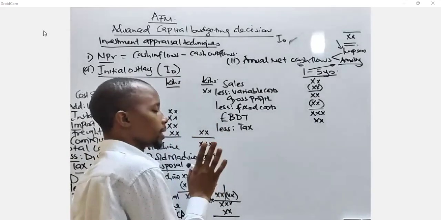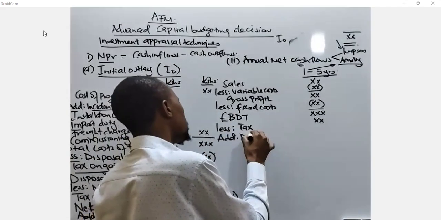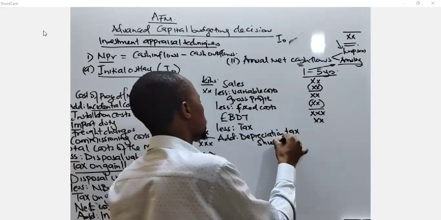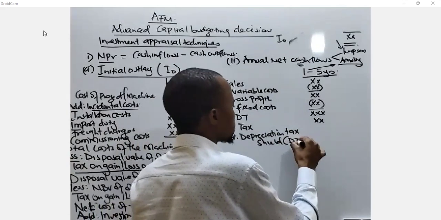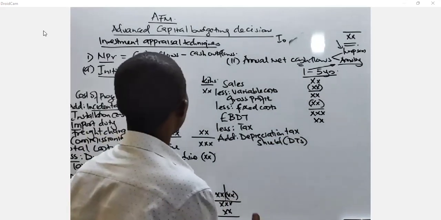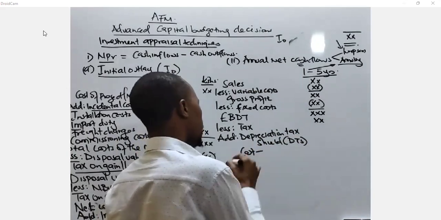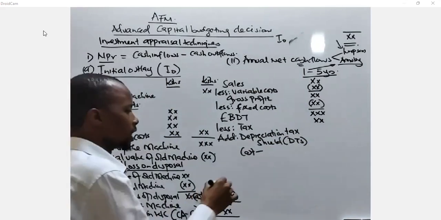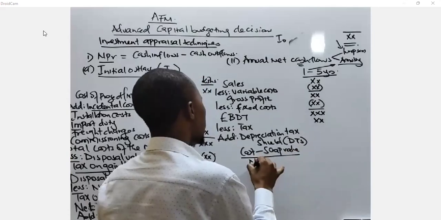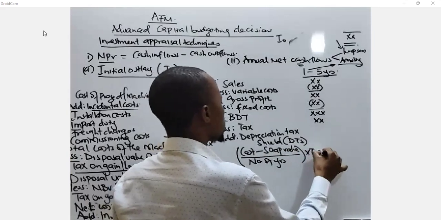The very best: we less our tax first, then we add something we normally call the depreciation tax shield. You will see me writing DTS, depreciation tax shield. How do we get it? We take the cost minus the scrap value, divide it by the number of years, and multiply all of that by the tax rate.